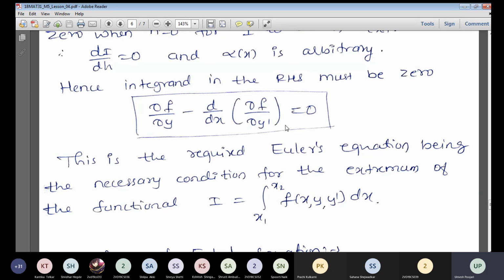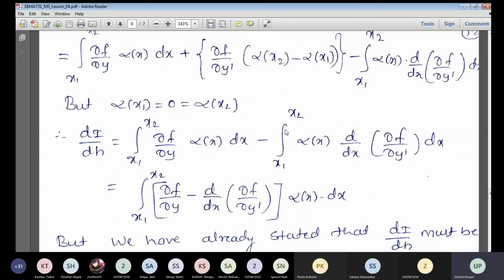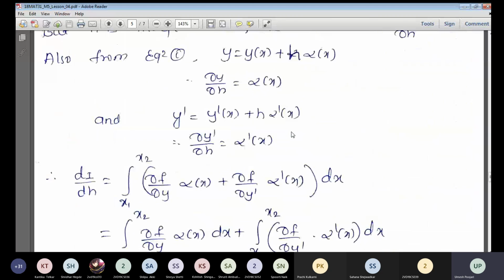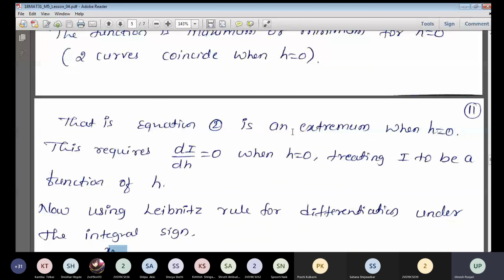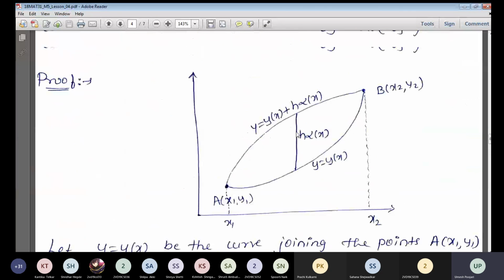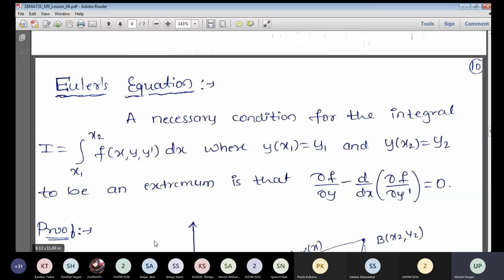If you have any doubt in this concept, you can ask. Any doubt? Derivation of Euler's equation. In the exam they will ask you to state and prove Euler's equation. Then you have to write the statement as well as the proof. So remember, while reading this concept, you should read the statement as well as the proof. The statement also you should remember.